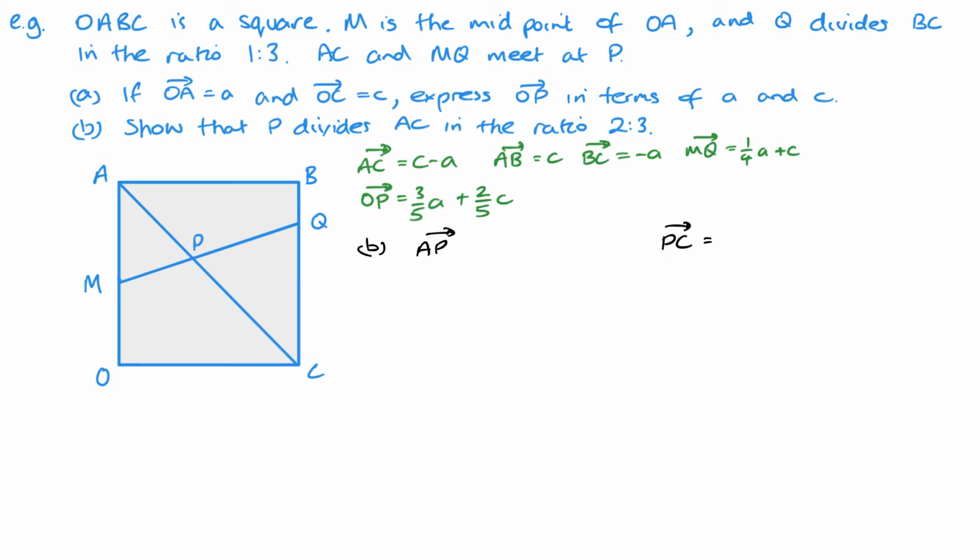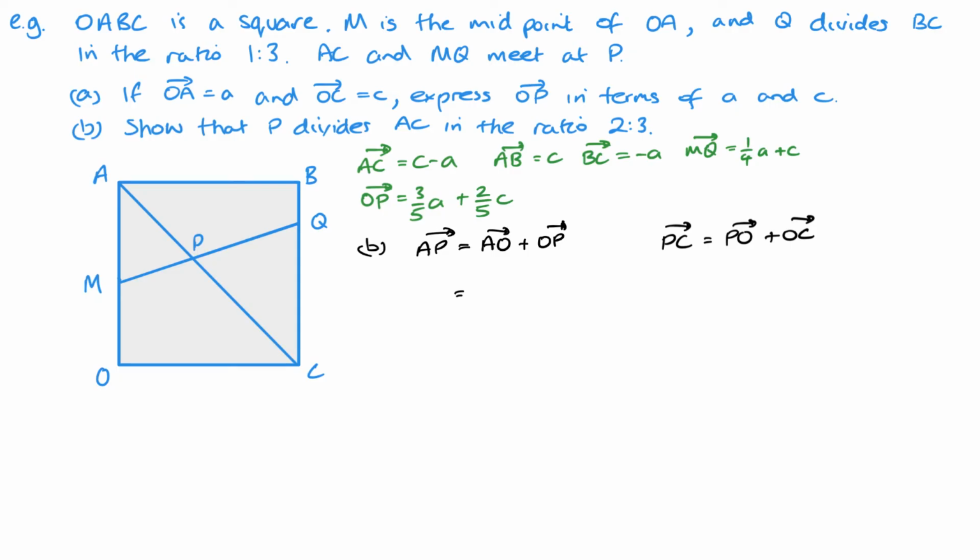So AP, taking a route that I know, I'm going to go A to O, and then add O to P, which is something that we have just found. And to find PC, I'm going to go from P to O, and then O to C. So again, I'm using essentially what I've just found, but the P to O, so the negative version.